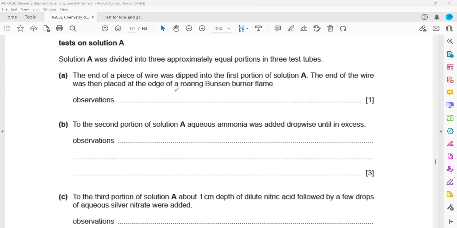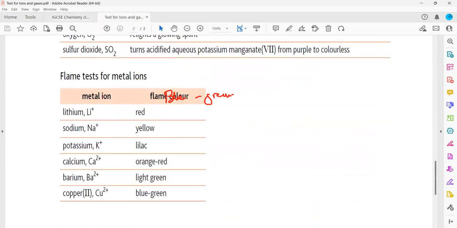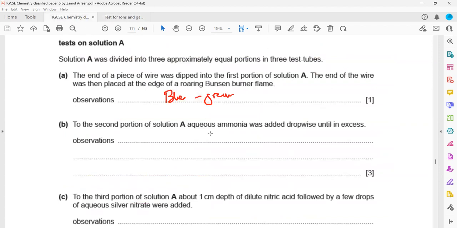And observation, what is the flame color? Basically, it will give a blue-green flame for Cu2 plus. So it will be blue-green. And that is also given here. You can see the flame colors. For copper, it is blue-green.